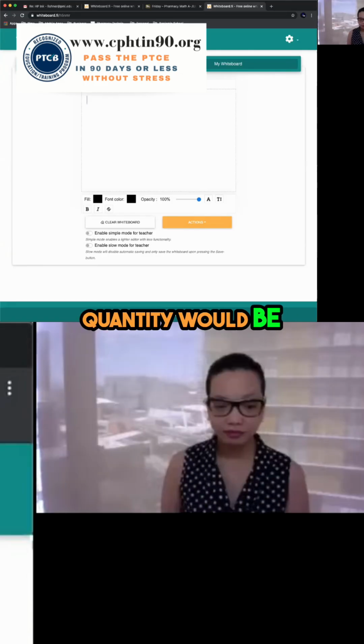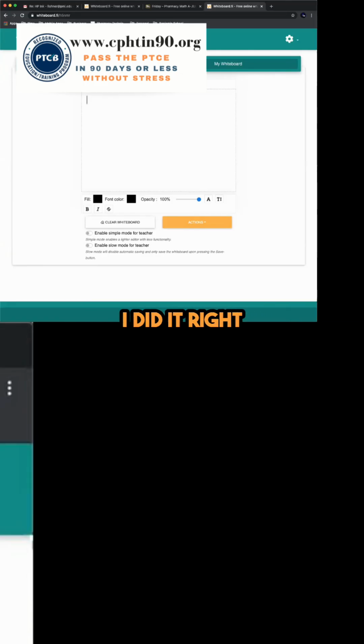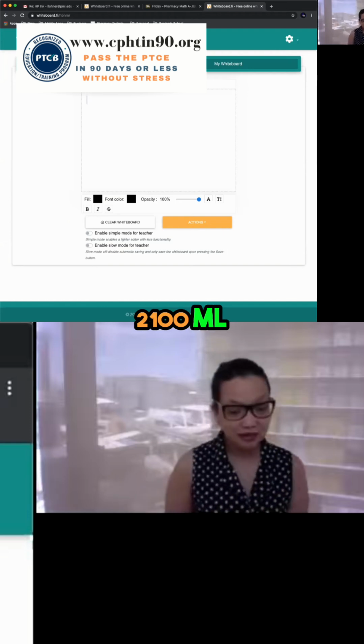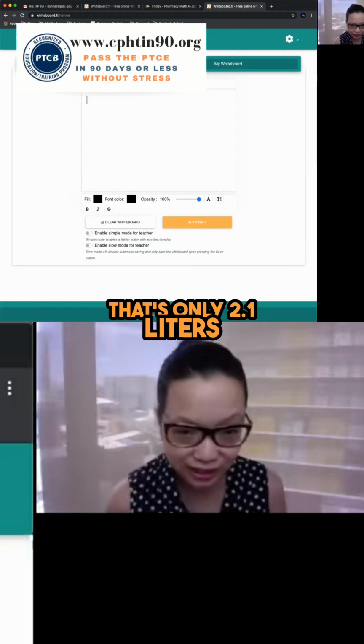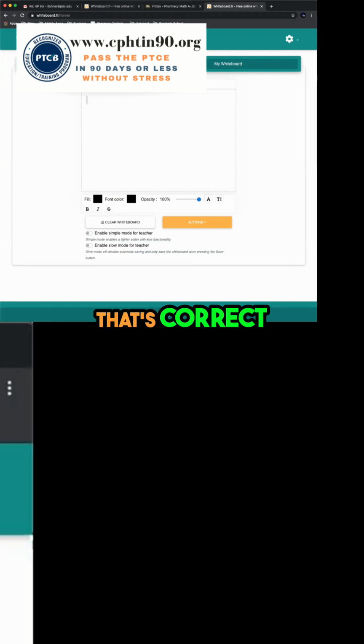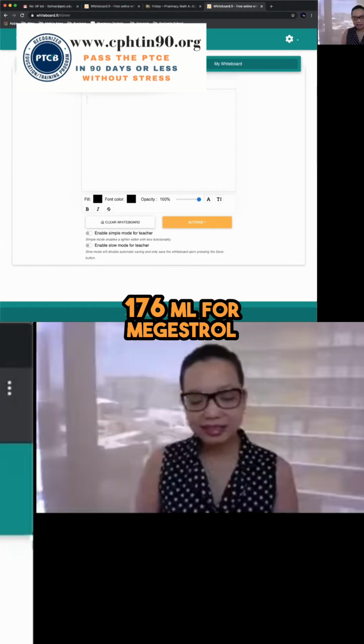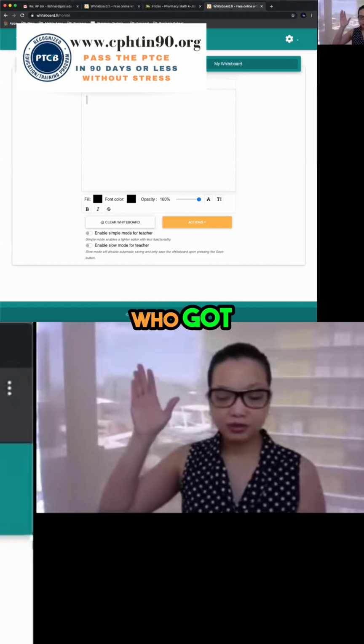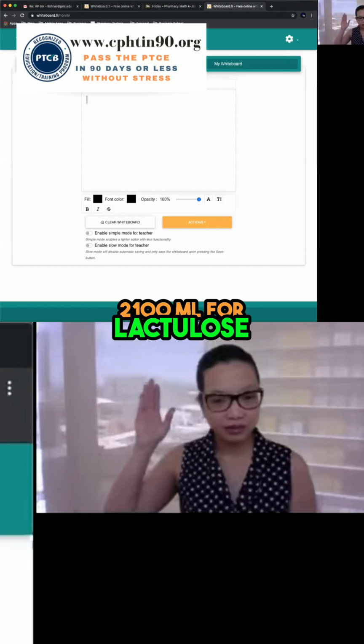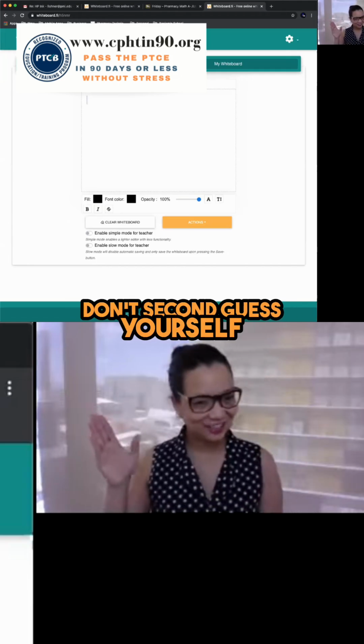Lactulose, 1 TBSP BID times 70 days. Quantity would be? So this one I put a question mark because I didn't know if I did it right, but I got 2,100 ml. 2,100 ml. That's only 2.1 liters. Okay, that's correct. So who got 176 ml for Megestrol? Who got 2,100 ml for lactulose? See, I told you, don't second guess yourself.